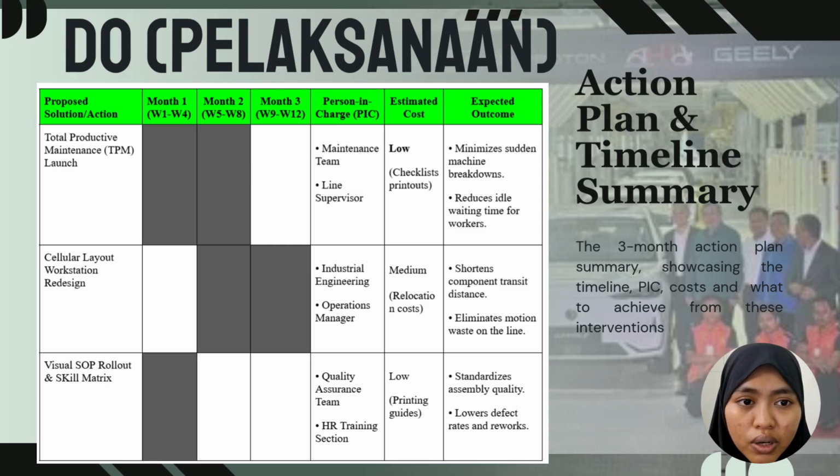Month 2, we will shift our focus to the cellular layout workstation redesign. This will be headed by industrial engineering. The cost here is medium due to physical relocation expenses, but it will successfully shorten component transit distances and eliminate motion waste. Month 3, we will roll out the visual SOP and schematics.